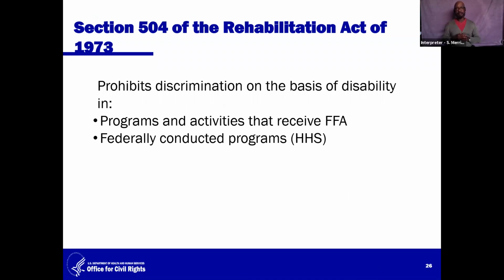So Section 504 prohibits discrimination on the basis of disability by programs and activities that receive federal financial assistance and by federally conducted programs. So Section 504 would require that HHS entities such as CMS or NIH or the CDC do not discriminate against individuals with disabilities, on top of other recipients of FFA such as hospitals and state welfare agencies.